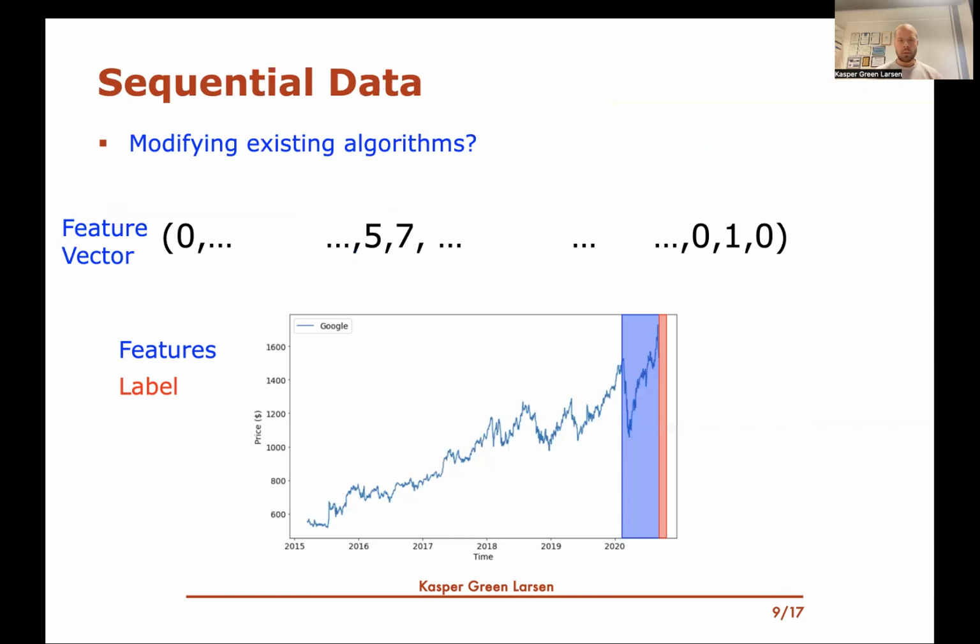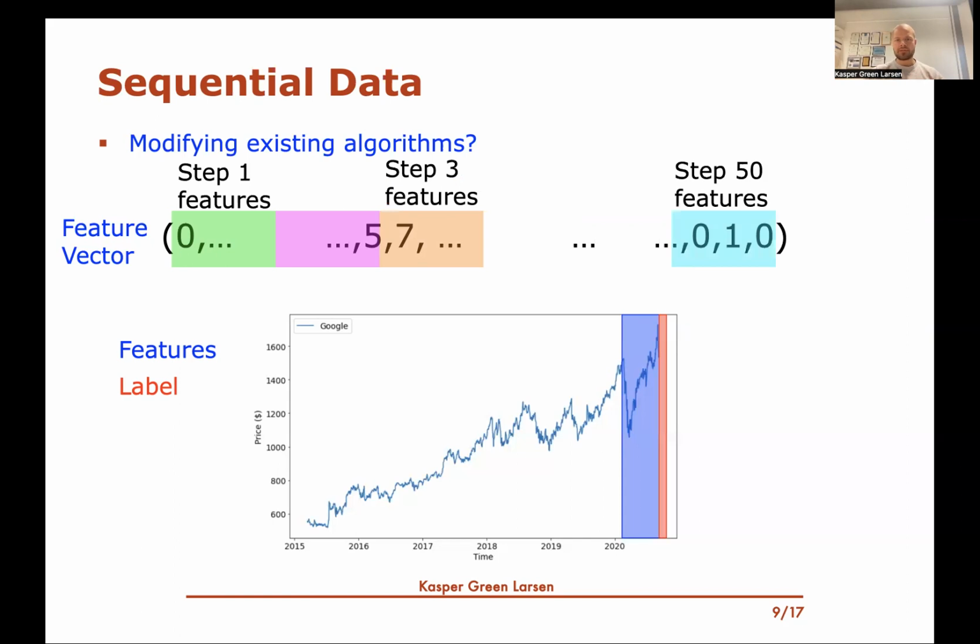So the natural approach to modify existing algorithms would be to say, well, we have all this information from the previous 50 time steps. We should, of course, feed this into the model. So we'll just create a very long feature vector. We'll take all the features we have for step 1 in this subsequence and put them at the beginning of this feature vector, take all the information from step 2 and put it as the next features, all the information from step 3 as the next features, and so on.